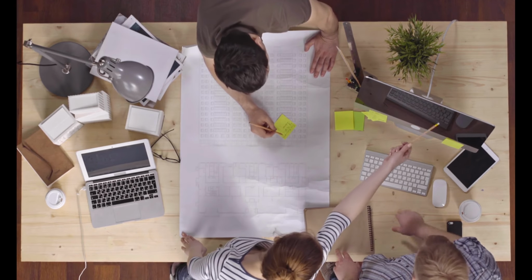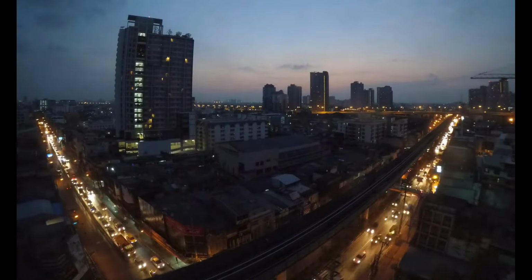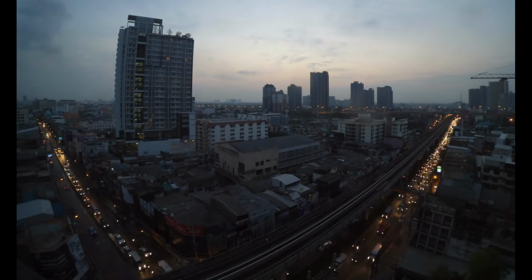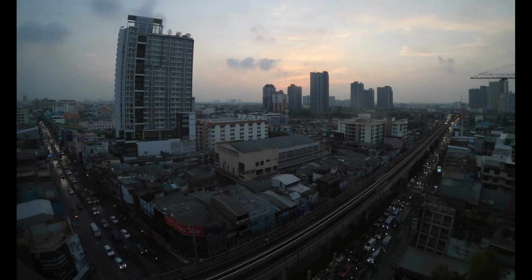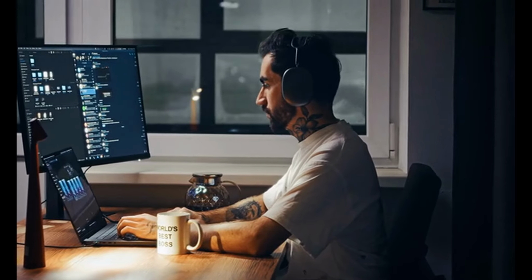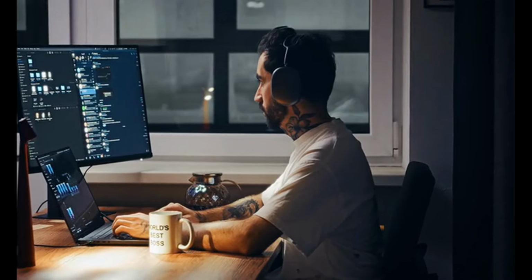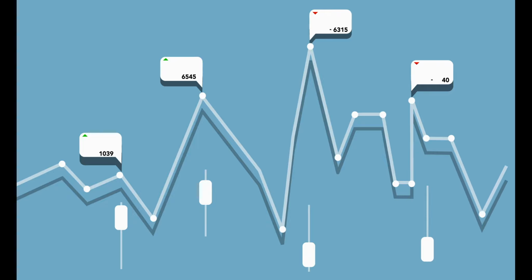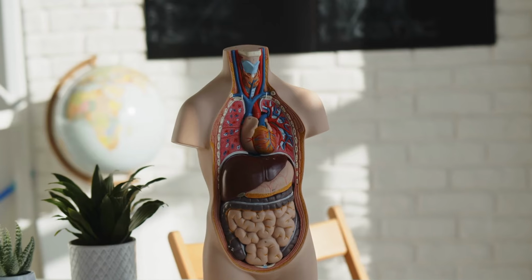Plus, Buffer's AI isn't just about scheduling. It gives you performance analytics, making it easy to see how your content is performing across different platforms. So you can make data-driven decisions, tweak your content strategy, and keep growing that engagement rate.